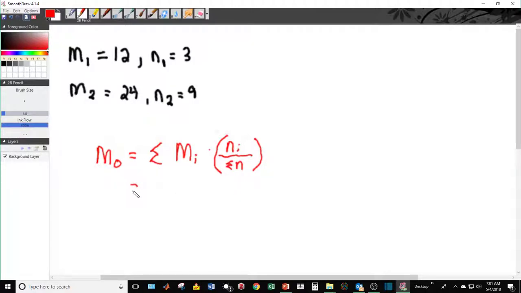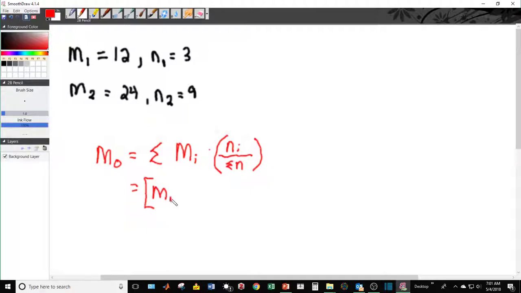It's a little bit difficult to work with this equation that has a sigma in it. So what we're going to do is get rid of the sigma and apply the stuff on the right side of the sigma to both group 1 and group 2 and put a plus sign between them. So we're going to use brackets here to represent what's happening for group 1 and group 2.